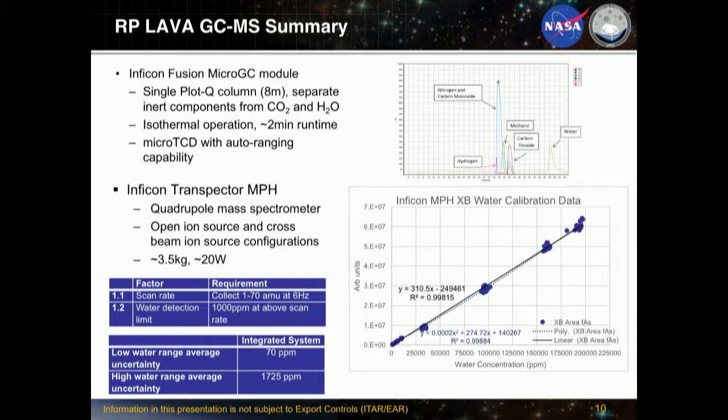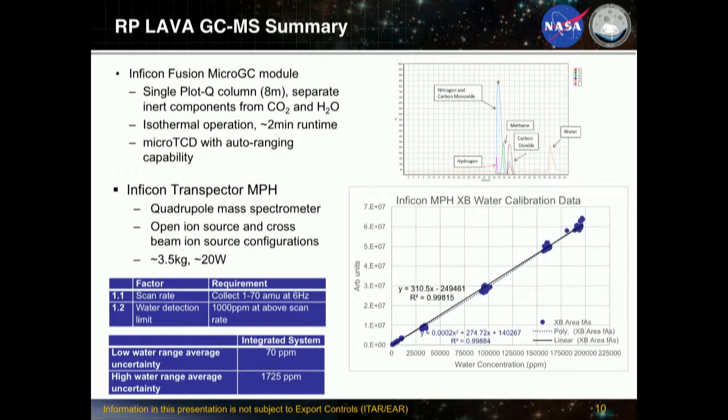We have an Inficon Prospector MPH, which is our mass spectrometer. If you want to know more about the mass spec trade that we did last year, please come and see me. We have an extensive trade study that we did with lots of data analysis. It's about 3.5 kilograms, it takes about 20 watts to operate, and it is a quadrupole.